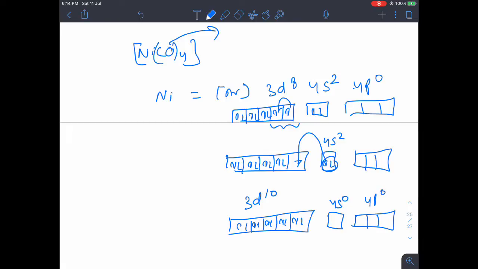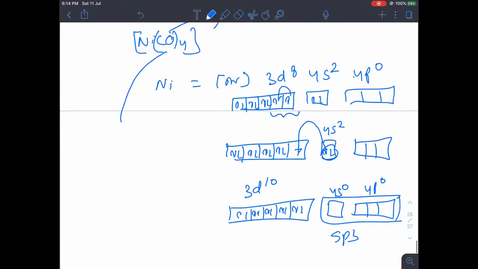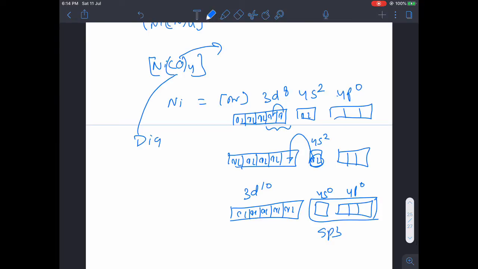So now what will be the hybridization? For the 4 ligands we need 4 orbitals, so it will be sp3. So this is diamagnetic. As you can see, everywhere we have paired electrons.